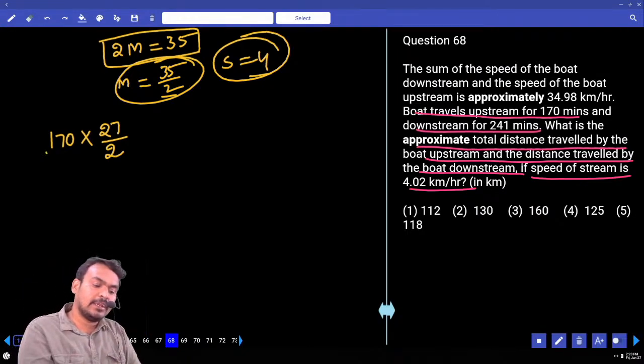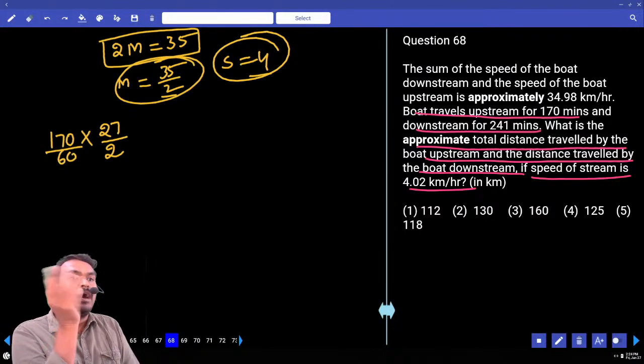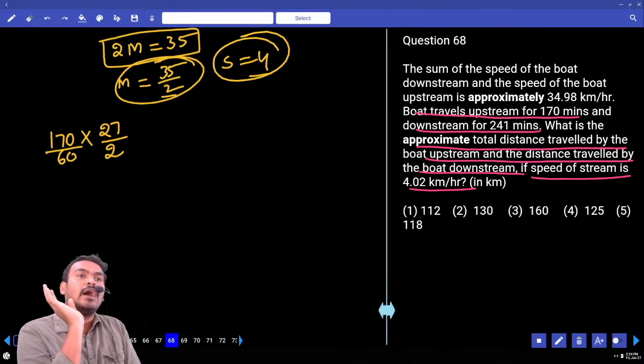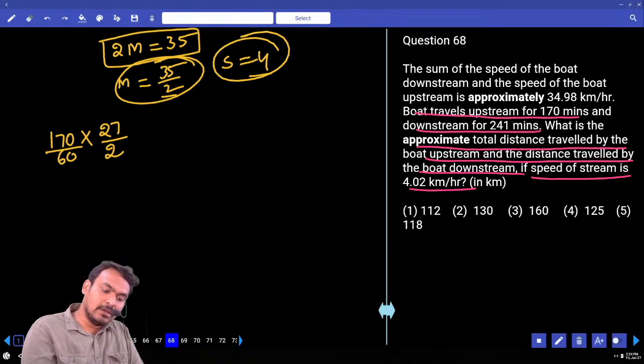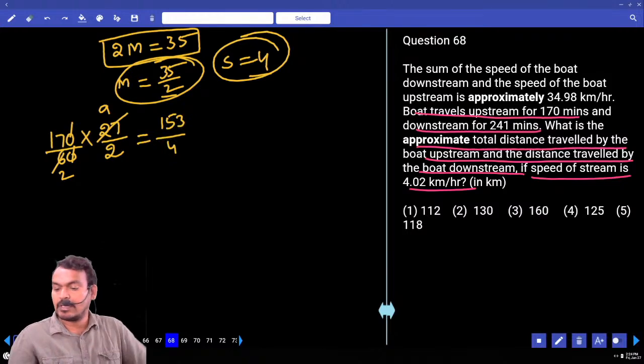170 minutes or hours? Minutes. Then I divide by 60. We get the hours or not? Hours into kilometer per hour, we get the kilometers or not? It is which one distance? Upstream distance or not? First 9, how many 3 times here? 9 times. 0 0 cancel. 3, how many times? 2 times or not? Any other cancellations? No. 79 is how much? 153 by 4.